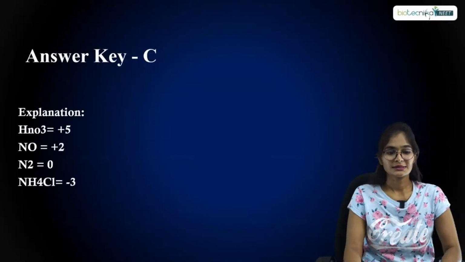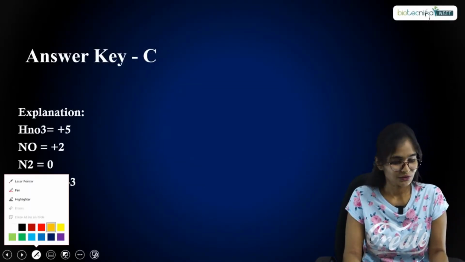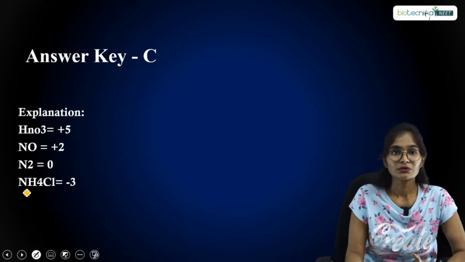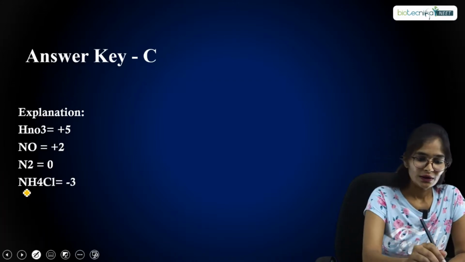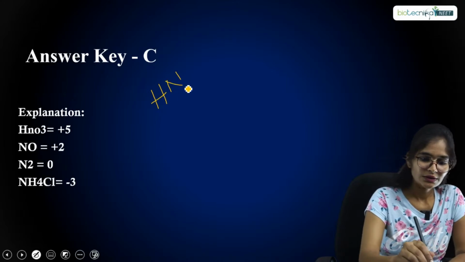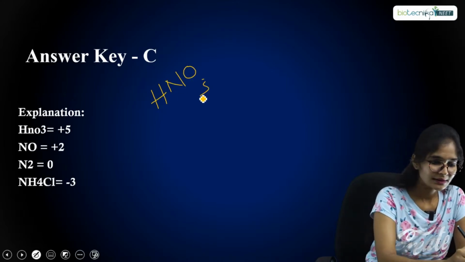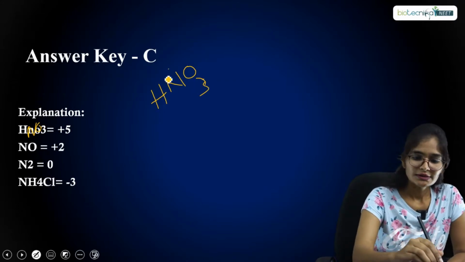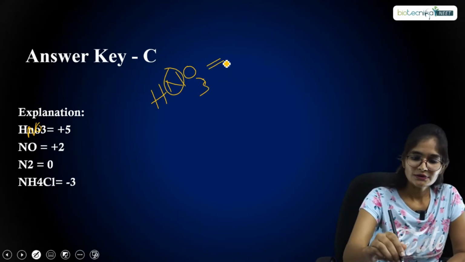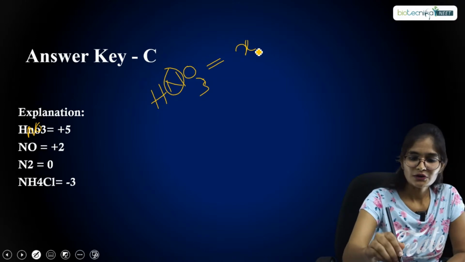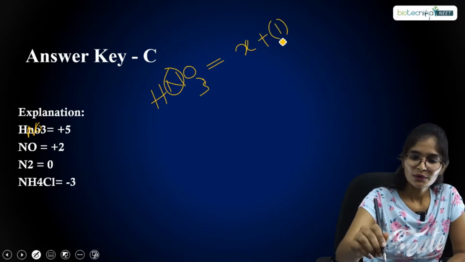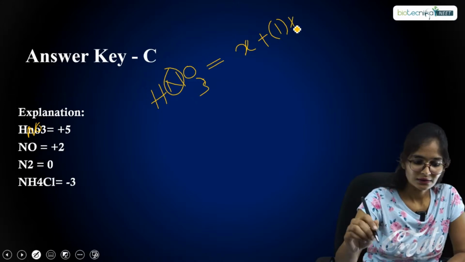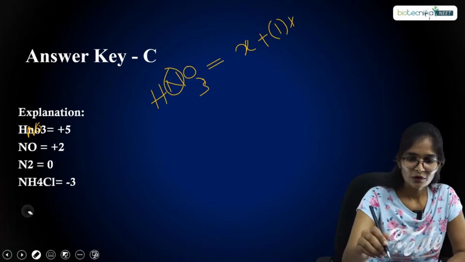It is option C. So first it has to be HNO3, and then NO, N2, NH4Cl. According to this, HNO3 has to be written with capital letters. So for HNO3, consider nitrogen as X. Hydrogen will be contributing 1, and you have only 1 hydrogen. Let me write it properly.